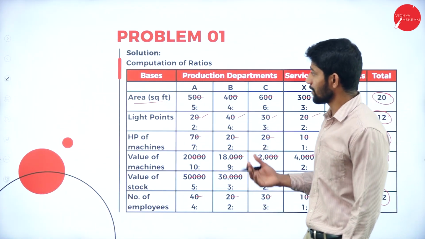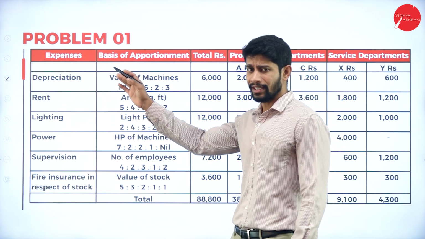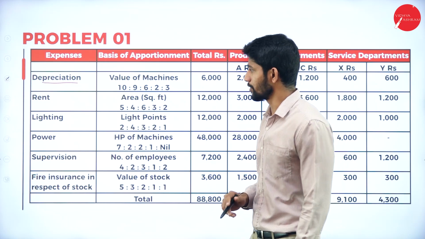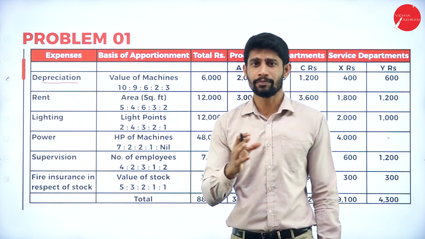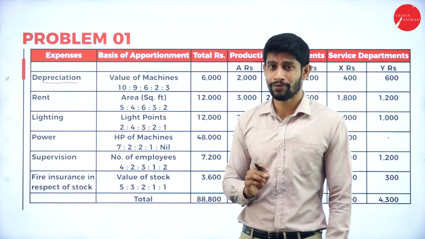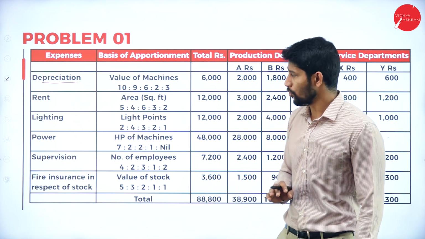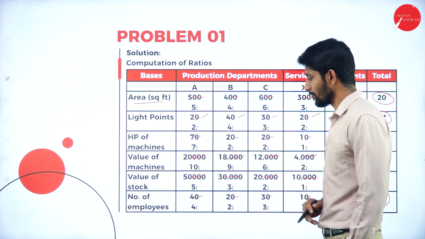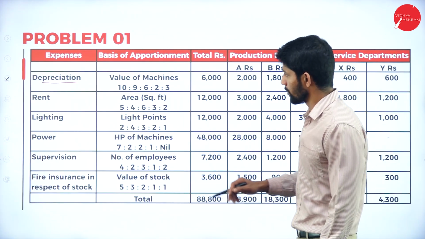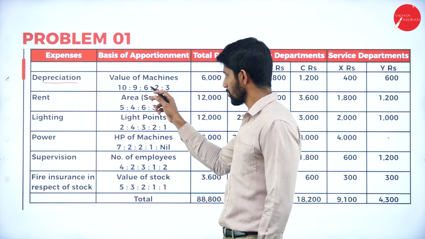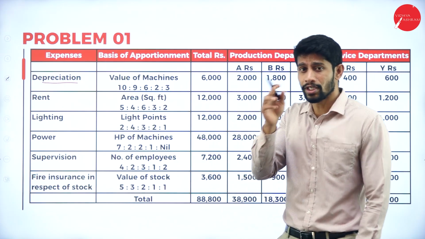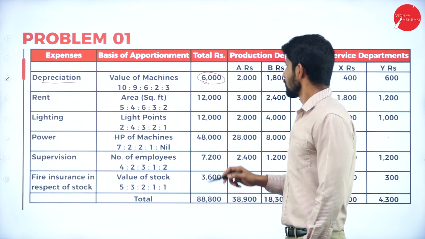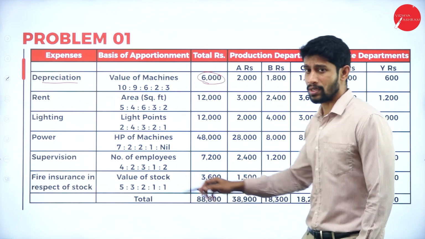Now start allocating the expenditure. The first thing, expenses. So depreciation, the first expenditure. On what basis are you going to allocate depreciation? On the basis of value of machines. So what is the ratio of value of machines? We already found it out. It is 10:9:6:2:3. So what is the total value of depreciation? It is 6,000.